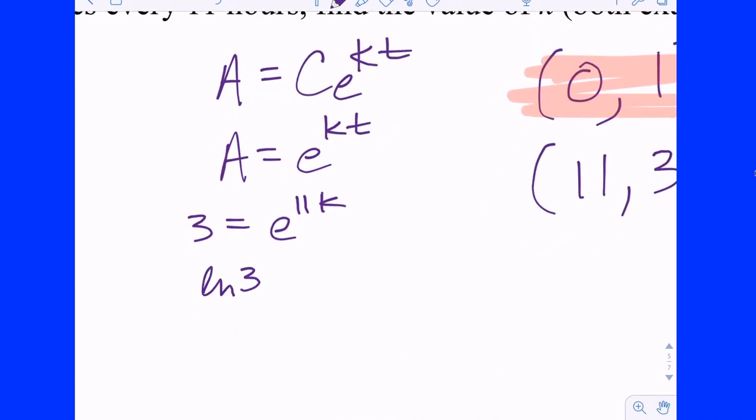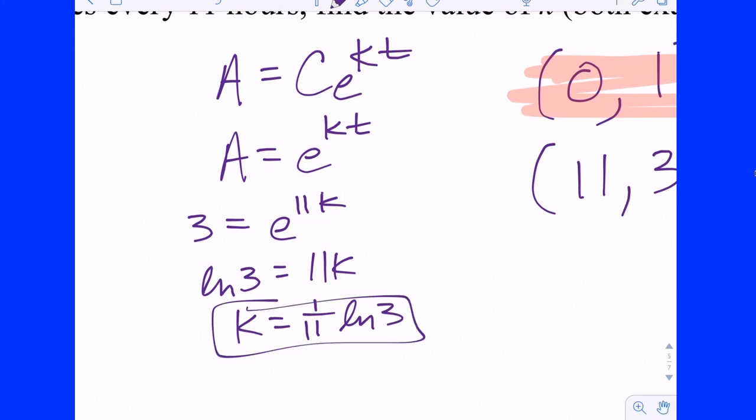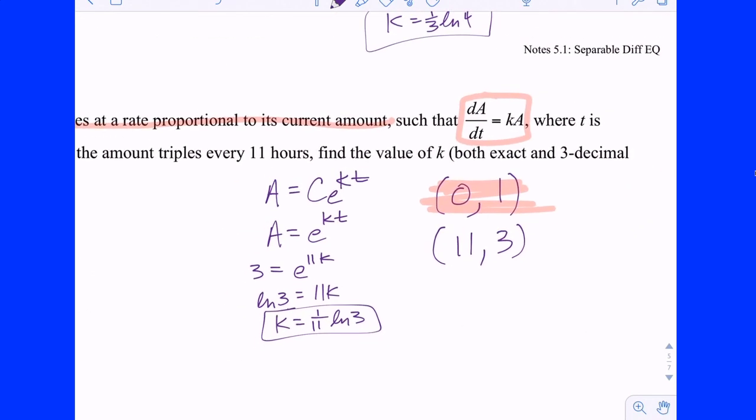Natural log both sides, and divide through. And we get 1/11th natural log of 3, which, as Berquist pointed out, fits that little template. Yeah, it does. It tripled. So that's the natural log of 3 every 11 hours times the reciprocal of 11.